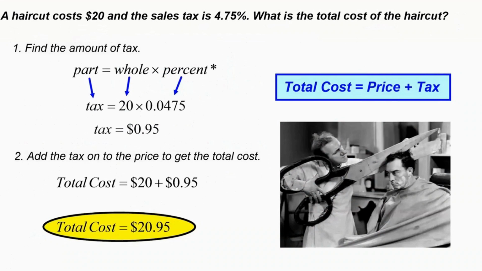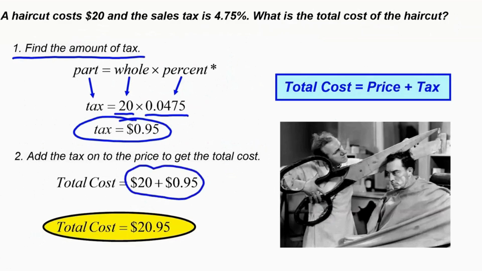Another example, a haircut costs $20 and the sales tax is 4.75%. What is the total cost of the haircut? So again, step one is find the part, which is the tax. So part equals whole times percent as a decimal. The price of the haircut was $20. The percent was 4.75% tax. So that as a decimal is 0.0475. I multiply those together to get a total of 95 cents in tax. And then I have to add that tax onto the cost of the haircut to get the total cost of the haircut, which was $20.95. And that's finding total cost and tax.